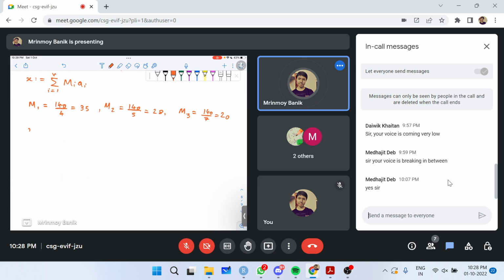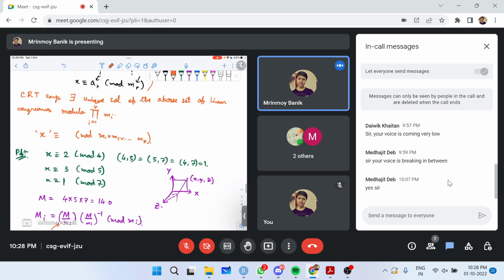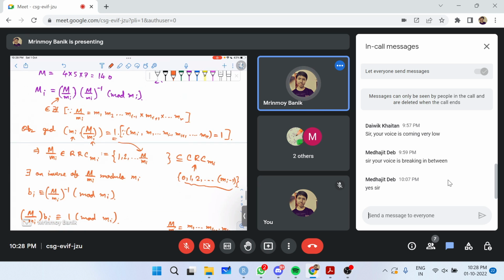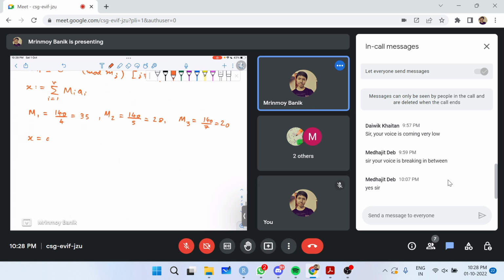Now we have got the mi's. Now x is, so we wanted the remainders 2, 3 and 1. So a1 is 2, a2 is 3, and a3 is 1. So a1 M1 plus a2 M2, sorry, these are not the complete Mi's, right? We have to multiply with b1. So let's find b1 first.